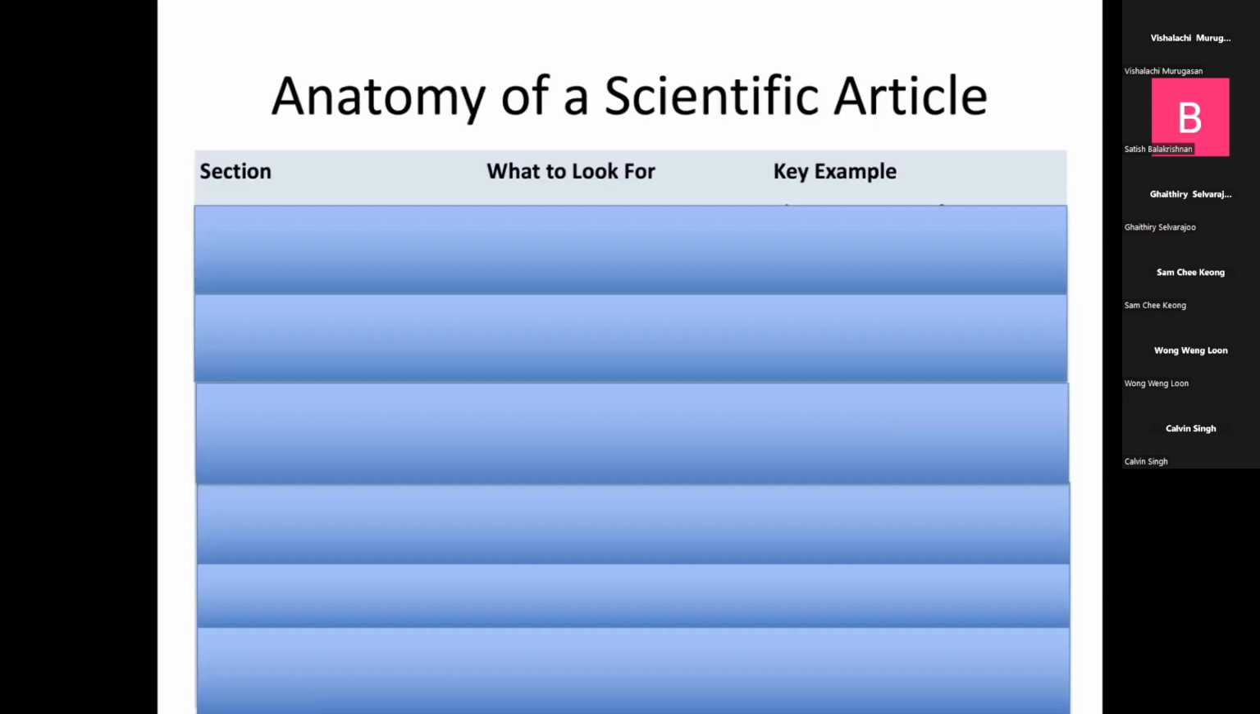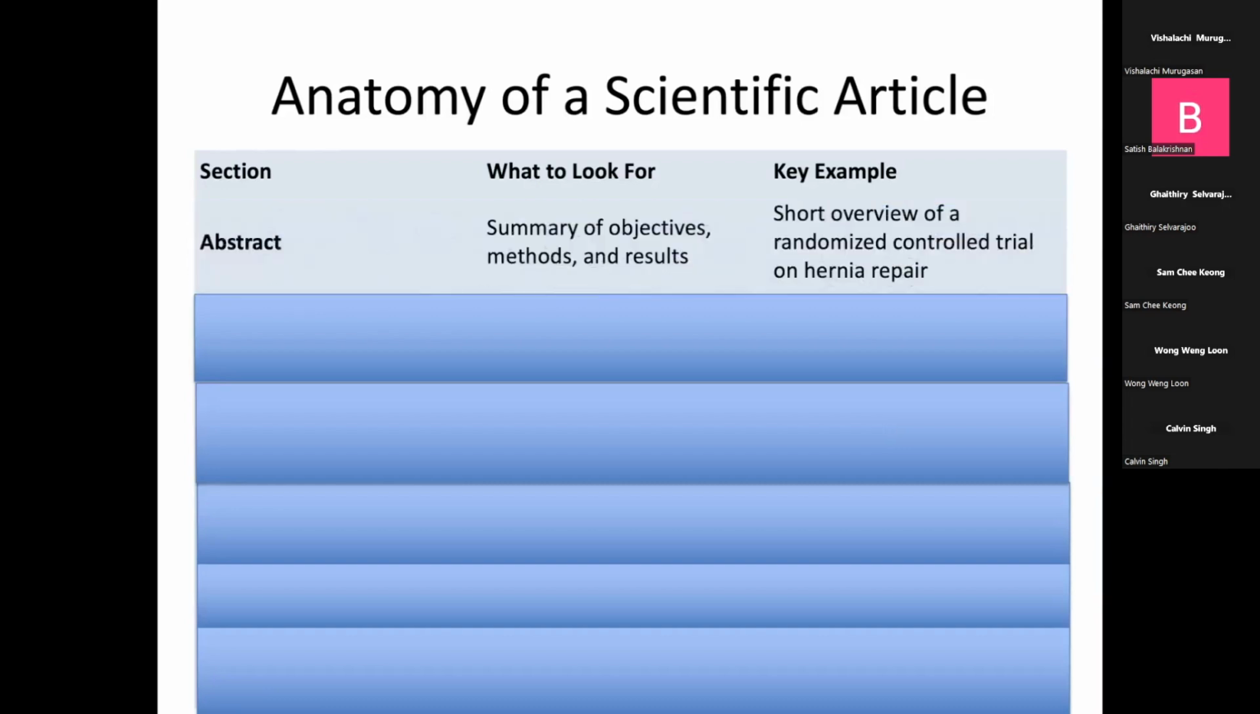So when we're looking at a scientific article, just like we look at the anatomy of our human body, there are so many different parts of it, and you do it step by step, systematically. As I mentioned, the first thing you're looking for is the abstract. The abstract gives you a summary of the objectives, the methods, and the results.